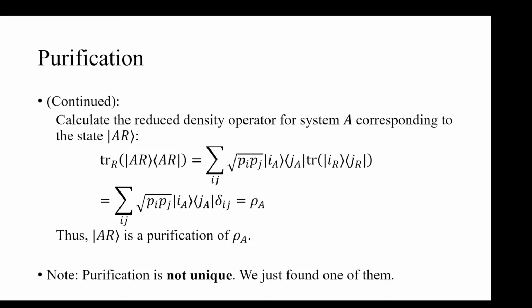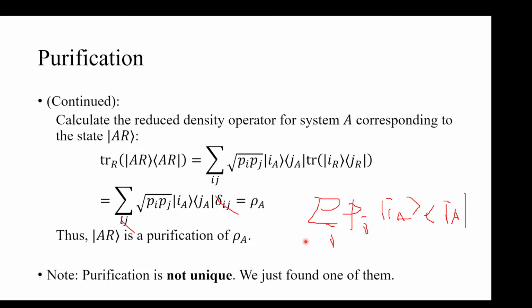We can write one more step here. So you cancel this summation over J with this delta_ij, then you have the summation over I of p_i, because the square root of p_i squared equals p_i, times |i⟩⟨i|_A, and that's rho_A. Okay, so we check that the state we get is actually a purification of rho_A.